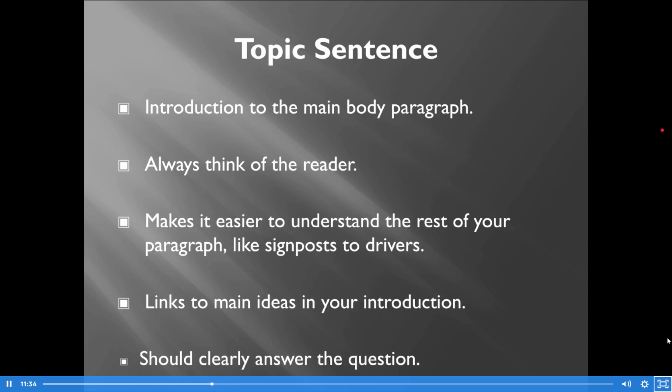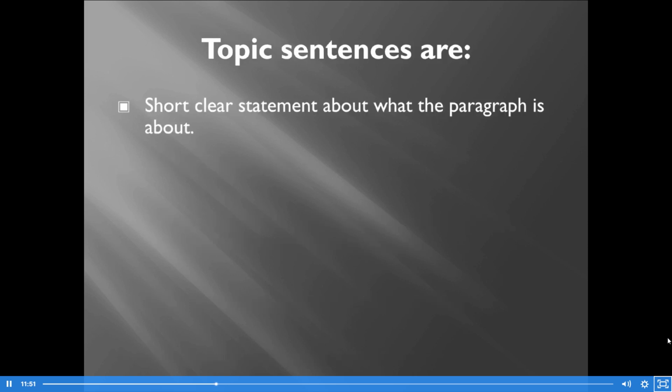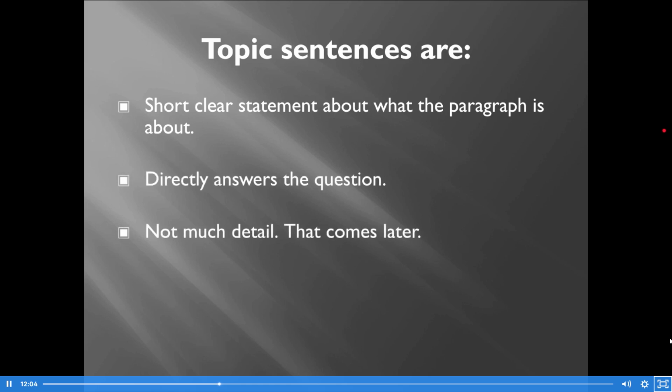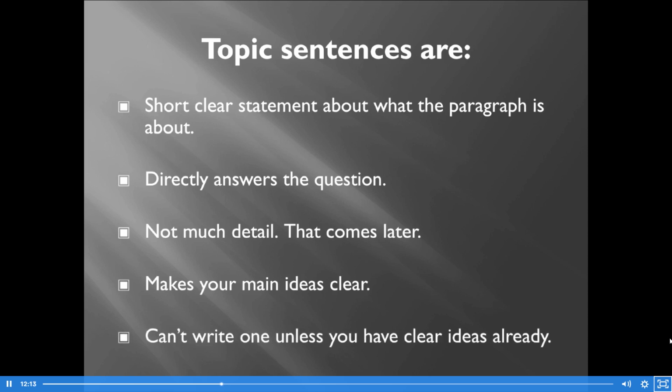Remember to use paraphrasing. And your topic sentence should clearly answer the question. You should be able to show your topic sentence to someone and they will be able to understand what you are trying to say about the answer to the question. So topic sentences are short, clear statements about what the paragraph is about. So that's exactly what it is. It is a short, clear statement about what the paragraph is about. Directly answers the question. Not much detail. That comes later. And it makes your main ideas clear.